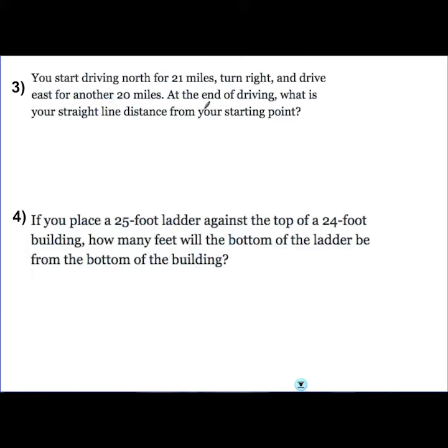We also did some word problems in geometry like this. So let's say we were right here. We got into a car and we drove north 21 miles. Then we drove east 20 miles. We might ask you, hey, how far is this distance? Well, we can relate this to a right triangle. Pythagorean theorem applies for any right triangle in the world.